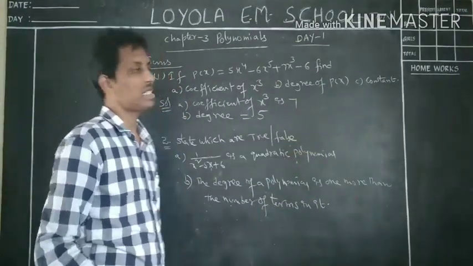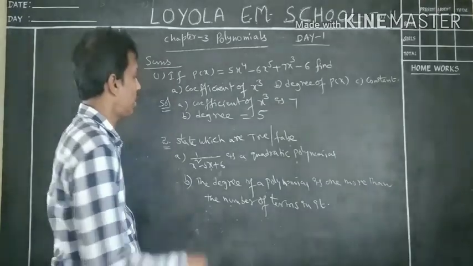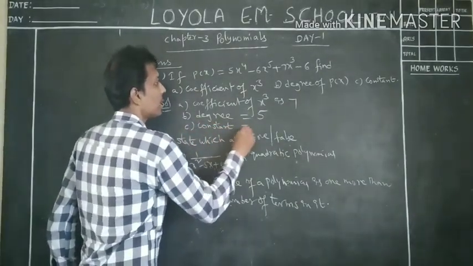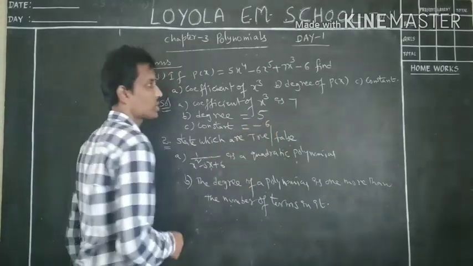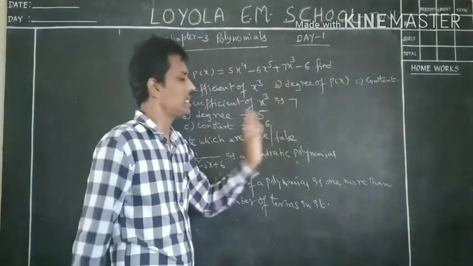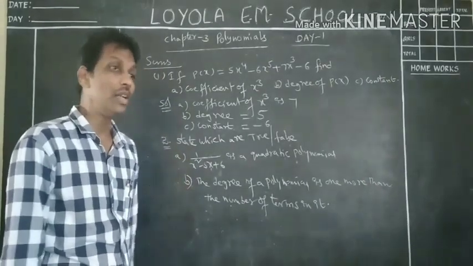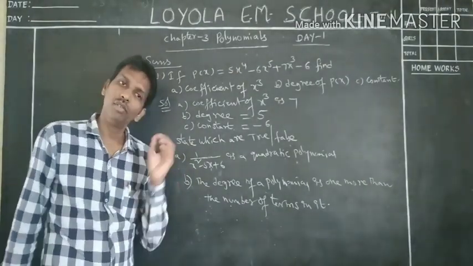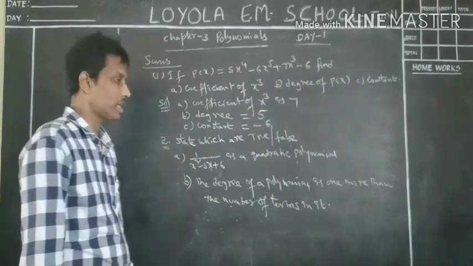So what will be the constant left in the given polynomial? So the constant is minus 6. If it is plus 6, you write simply 6. If it is a negative value, don't forget to mention it with the negative sign itself.